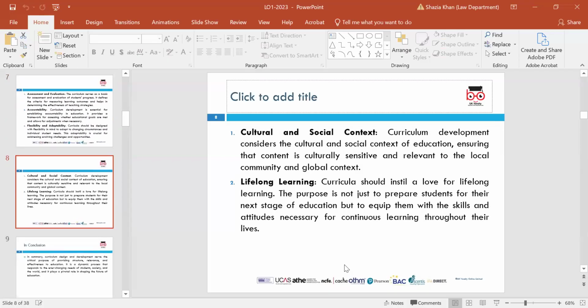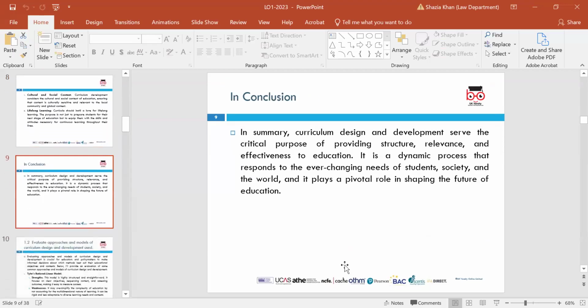Cultural and social norms as well. So curriculum design considers the cultural context of education, ensuring that content is culturally sensitive and relevant to the local community and global context. Lifelong learning: instill a love for lifelong learning, to prepare students for the next stage, for the future, so that they are continuously learning throughout their lives and throughout their future plans as well.